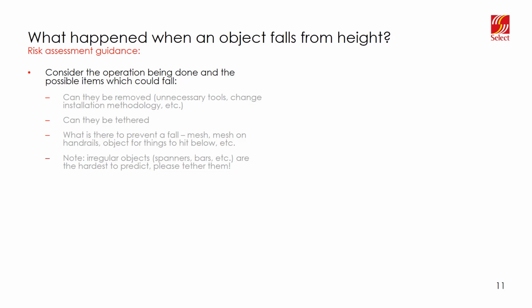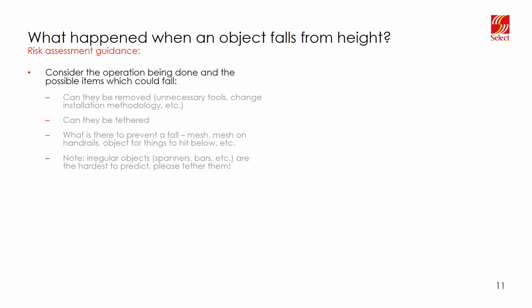And then lastly, what is there to actually prevent something falling? Is there mesh on the handrails? Has the gap underneath the handrails been closed up? Are there any other gaps around the machines you could cover over? Use of magnetic crane mats is ideal to try and prevent anything falling.